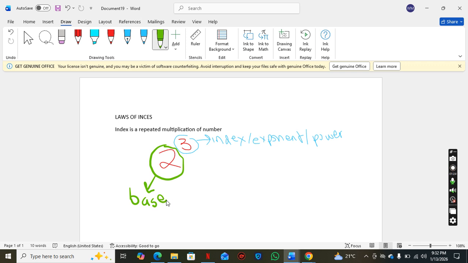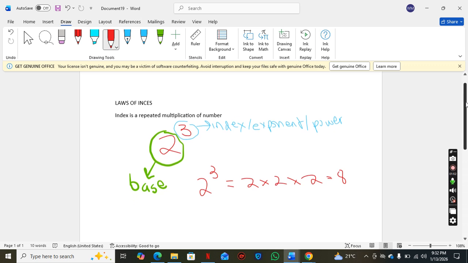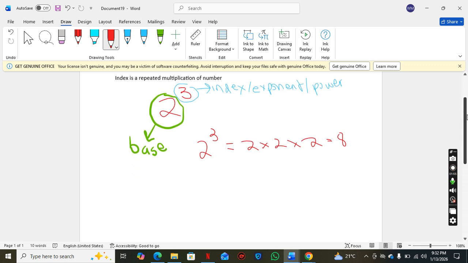This represents the base. Okay, so remember, 2 to the power 3 is the same as saying 2 times 2 times 2, and that gives you 8. So basically an index is a repeated multiplication of a number. Today we're going to look at the laws of indices, because once you understand these laws, you'll be home and dry. They're very important.